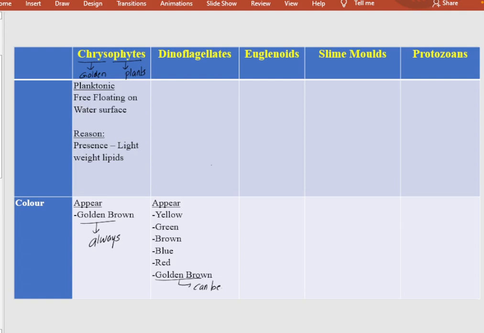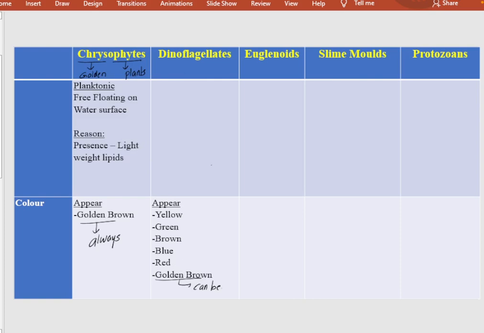So after this, I told that chrysophytes are planktonic, phytoplanktons we can say, freely floating on the water surface. Why? The reason is that the cell membrane has lightweight lipids. If you see the archaebacteria, branched lipids are there. Because of those branched lipids, archaebacteria can survive, maintaining membrane fluidity, therefore it can survive in extreme conditions. Second reason is the cell wall, different from other bacteria. So color, if you see, chryso are always golden, whereas dinoflagellates can be any color. They can be golden color also.